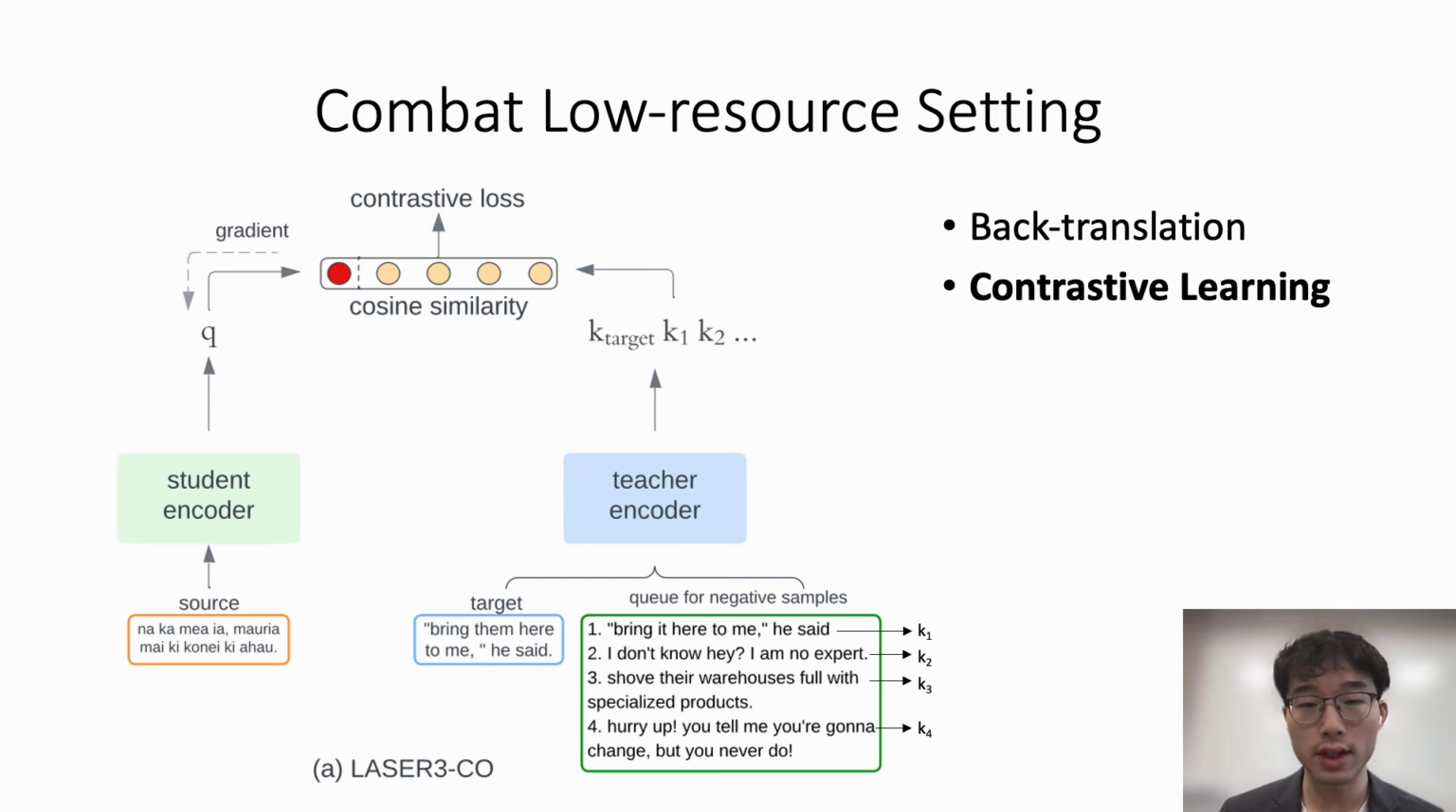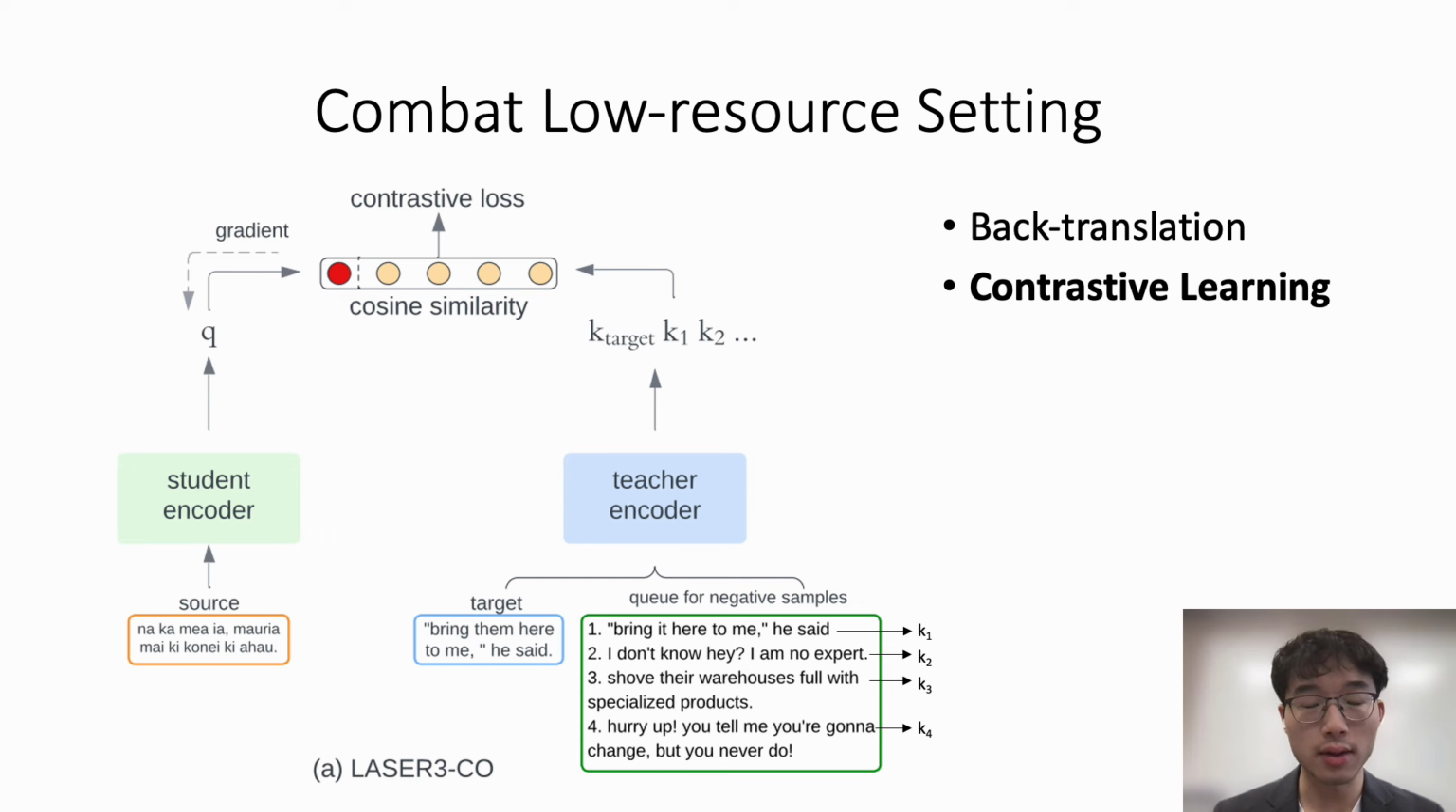Now we introduce a different method we use to combat the low resource setting, which is contrastive learning. And we integrate contrastive learning into the distillation process and name it LaBSE CO, where CO stands for contrastive learning. So the overall architecture is very similar as before, where we have source and target that are fed into student-teacher encoders respectively. Now we add additional negative samples and store them in a queue.